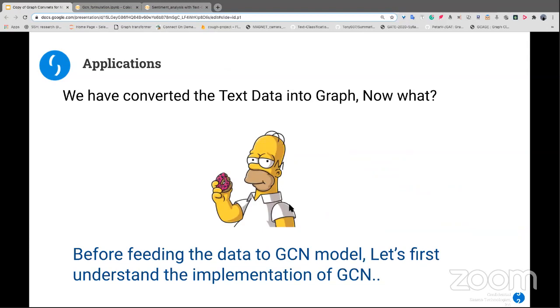So we have already converted the text data into a graph. Now what? One minute, guys. My battery is low.